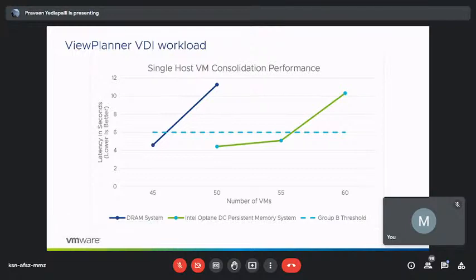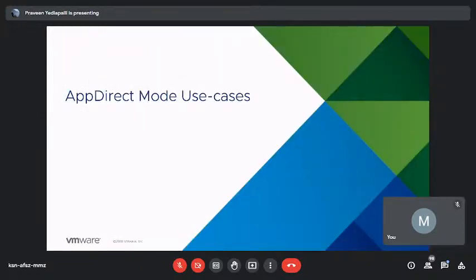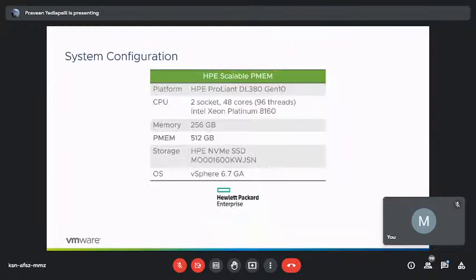Now let's talk about the other mode, which is App Direct mode, how we can use App Direct mode and what kind of applications can take advantage of this App Direct mode. Again, here I have an HP server, which is like 2 sockets, 2 CPUs with some 256 GB memory and 512 GB PMM. So remember, this is App Direct mode. That means the operating system sees memory separately, 256 GB as DRAM, and it sees the PMM separately as a 512 GB storage device. Okay, that's the App Direct mode.